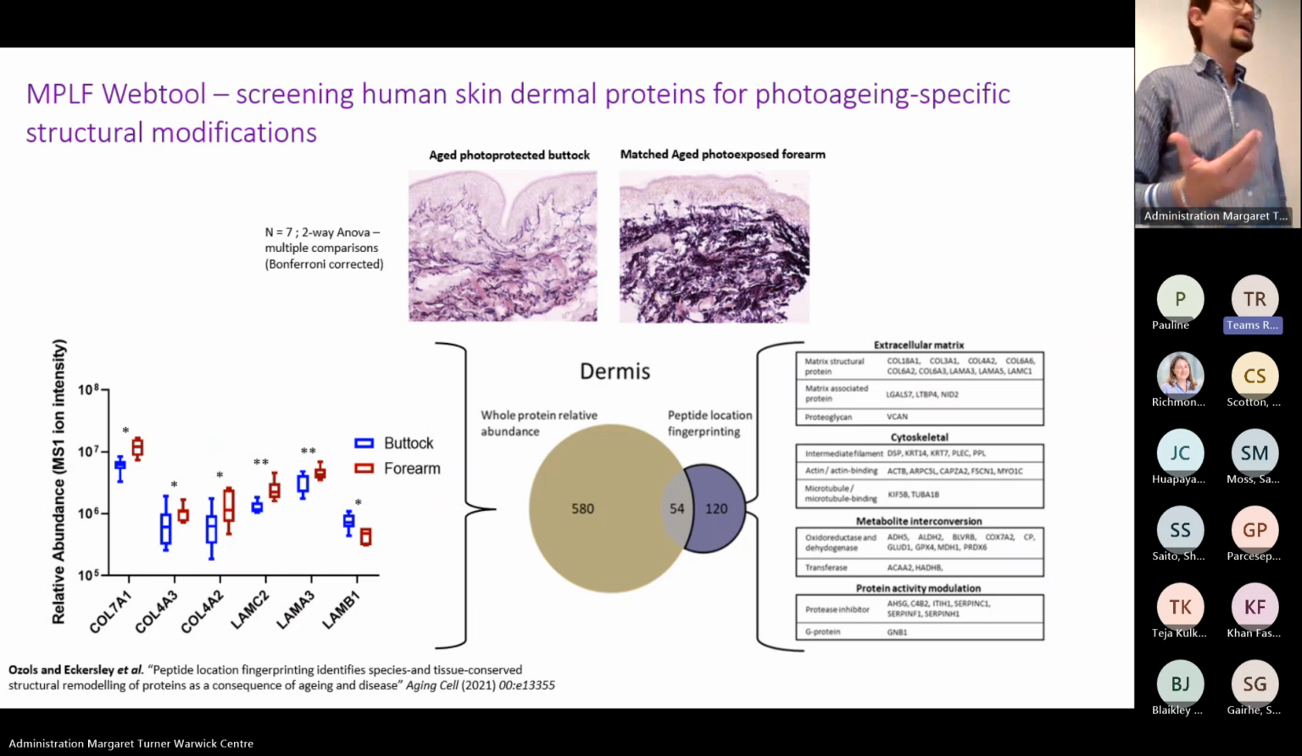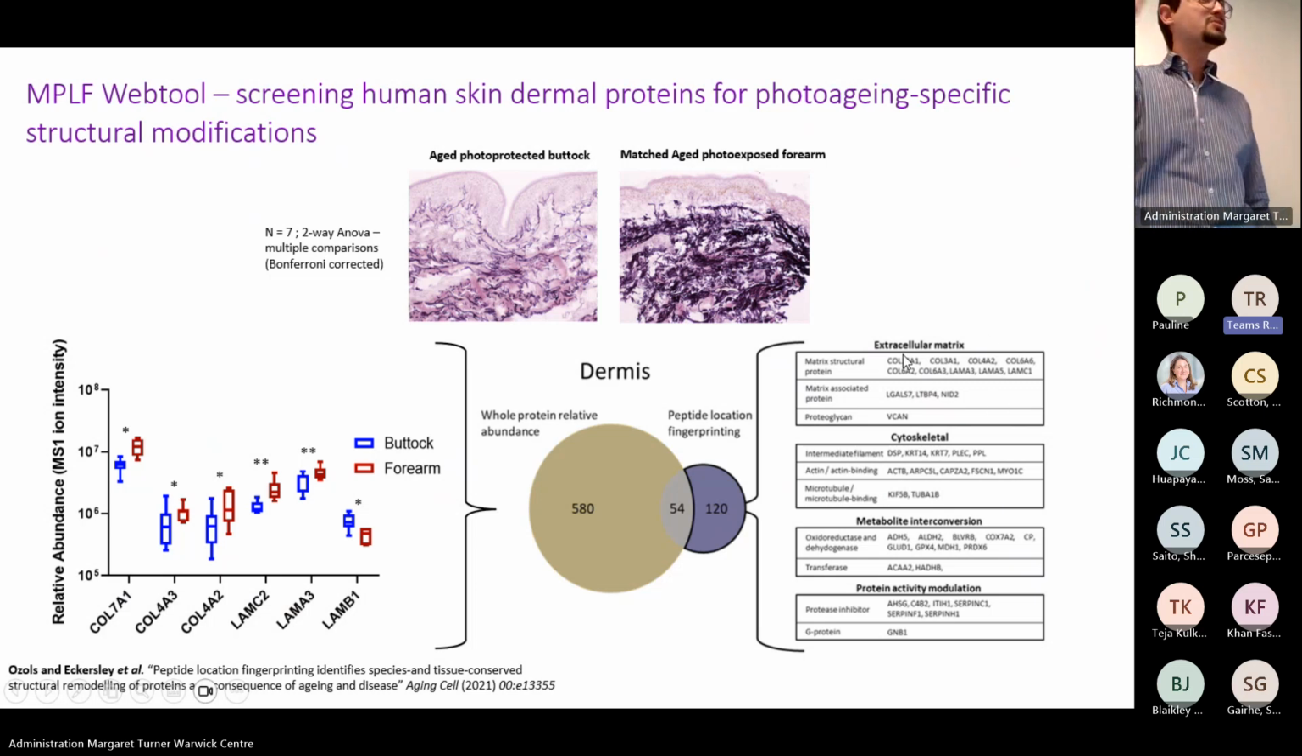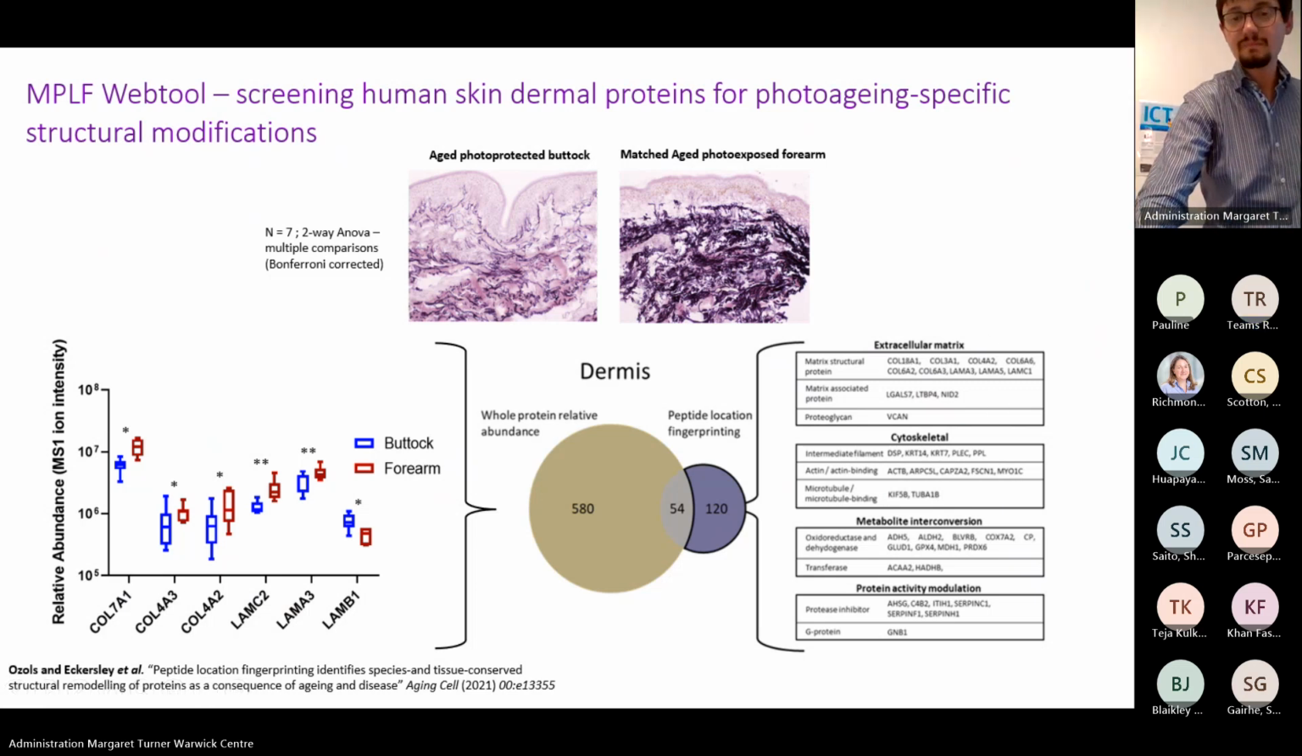And what we found was that actually you can do standard proteomic analysis, looking at differences in protein abundance, at the same time as doing peptide location fingerprinting, and you find very different biomarkers. So for example, we found increases in the abundance of basement membrane proteins. At the same time, in different basement membrane proteins, we were getting structure-associated changes.